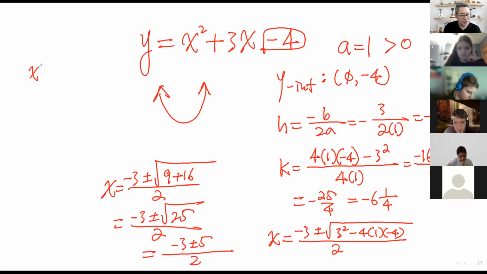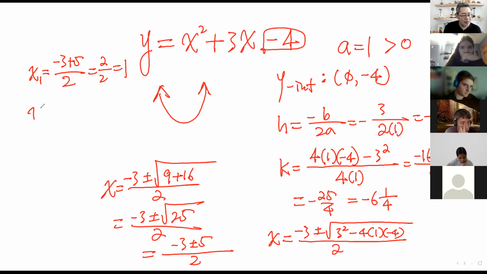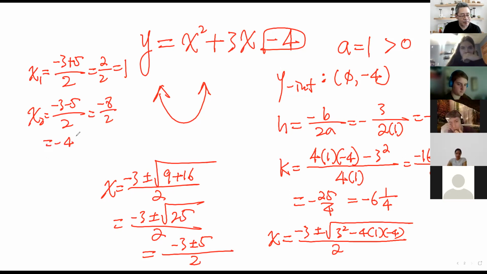So we got two x-intercepts. Negative 3 plus 5 over 2 gave us 2 over 2, gives us 1. The other one is negative 3 minus 5 over 2, that is negative 8 over 2, which is negative 4. Okay, so knowing that, right now we have the vertex point and the y-intercept, and also two x-intercept points. So we got 4 points.